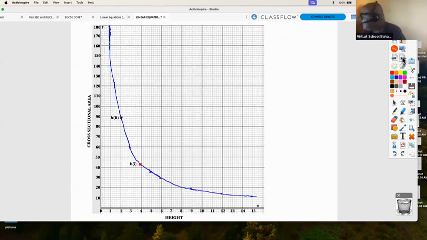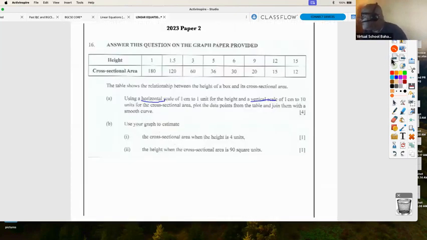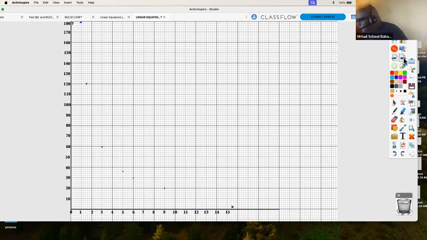6, 30, 9, 20. Anybody copy the next two? 12, 15, 15, 12. So 12 is going to be halfway between, right. And 15, 12, 10, and 12. So those are the points. Who understands how I plot the points there?